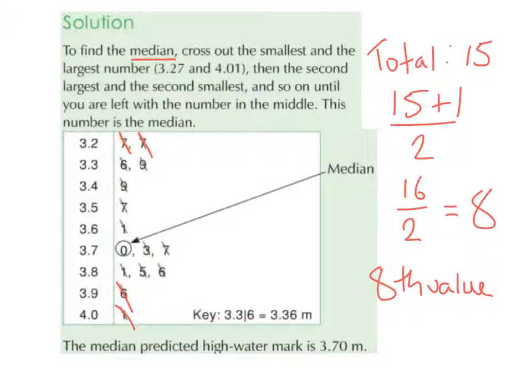But in this case, we had an odd number. We had 15. So we add on 1 when we have an odd number, divide our answer by 2, and that gives us the median. So the 8th value was our median, and the 8th value is 3.70. So the median predicted high water mark is 3.70 meters.